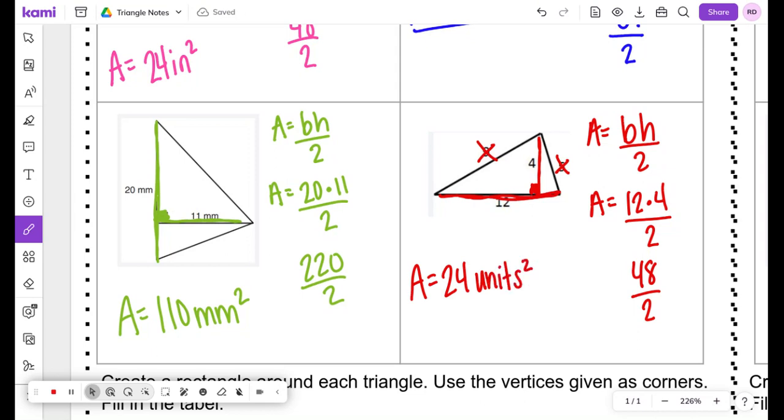So to recap, when finding the area of a triangle, you are not using slanted lines. Your base and height must be perpendicular, and you always have to divide by 2 because it is half of the rectangle.